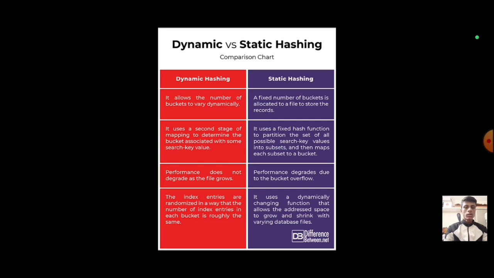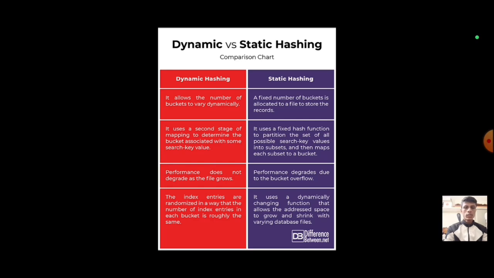In dynamic hashing, it uses a second stage of mapping to determine the bucket associated with some search key value. Coming to static hashing, it uses a fixed hash function to partition the set of all possible search key values into subsets and then maps each subset to a bucket.